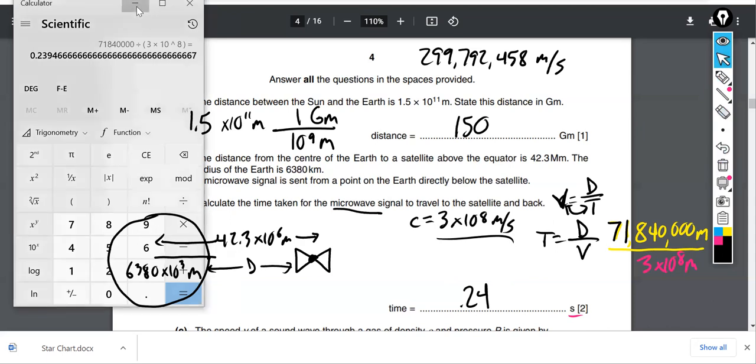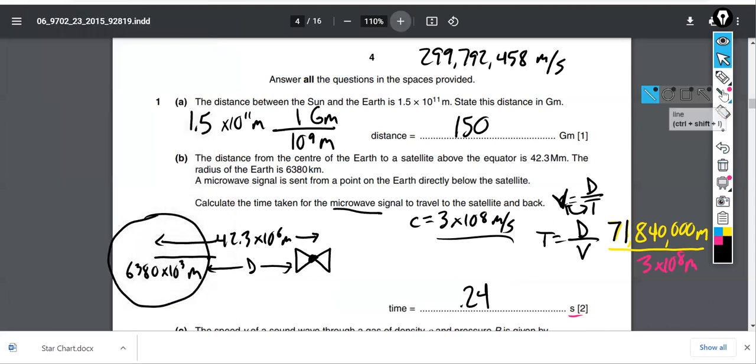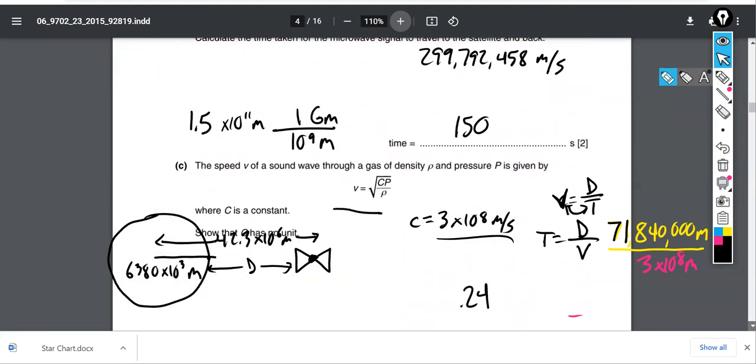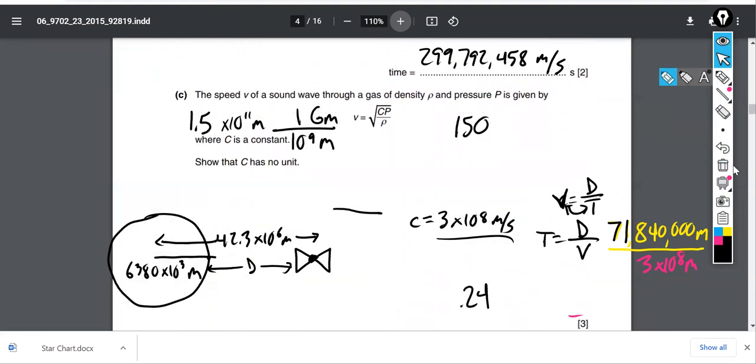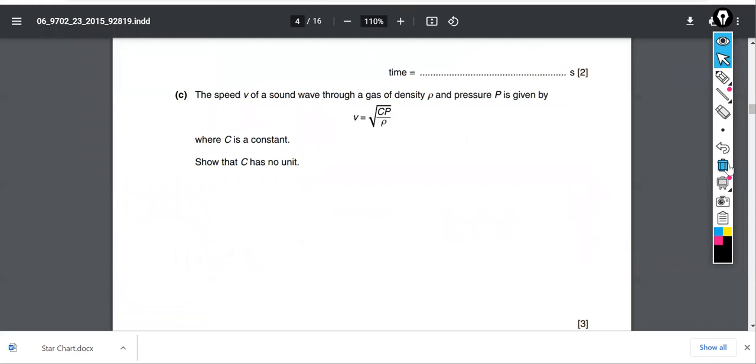All right, so that's some metric stuff, conversions. The question goes on to read, the speed v of a sound wave through a gas of density rho and pressure p is given by that equation where c is a constant. We have to show that c has no unit. So this is a base units type thing. We've got to know how to measure all these quantities. This is a 3-mark question. Let's try to make short work of it.